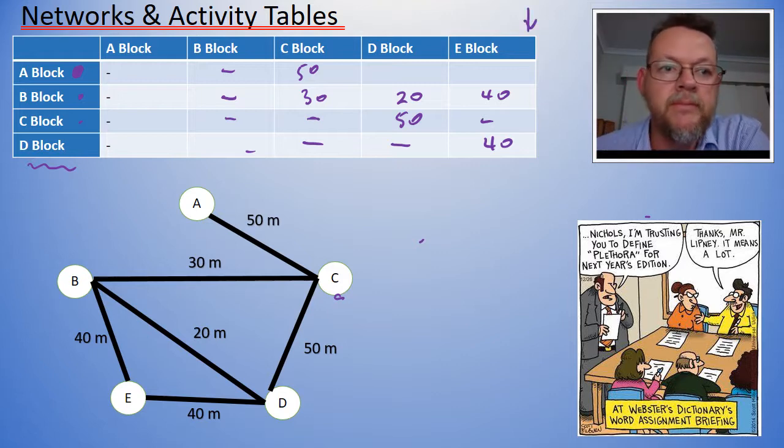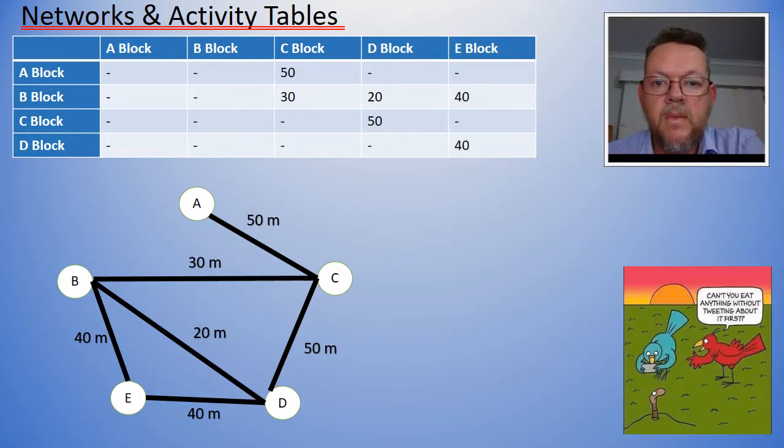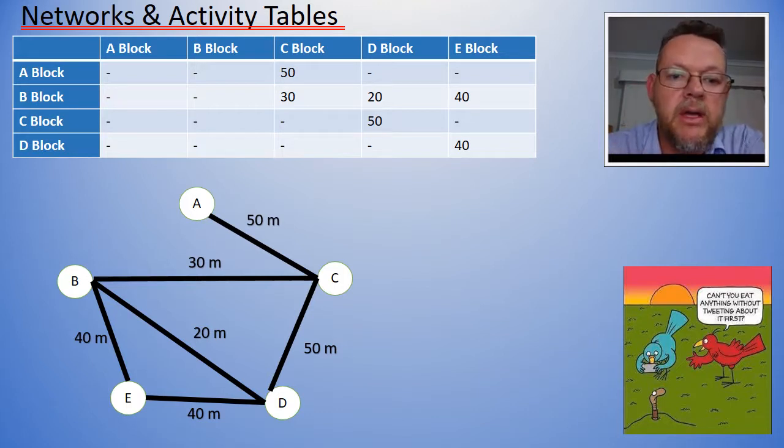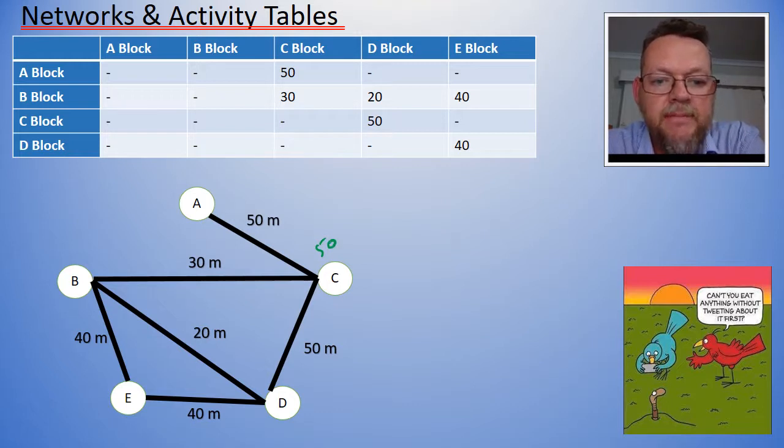So the next part of the activity would be to consider what's the quickest way to get from A block down to E block. And we're going to just run through how we do that. So we're going to go from A to C is 50. So I've just put a little 50 there.